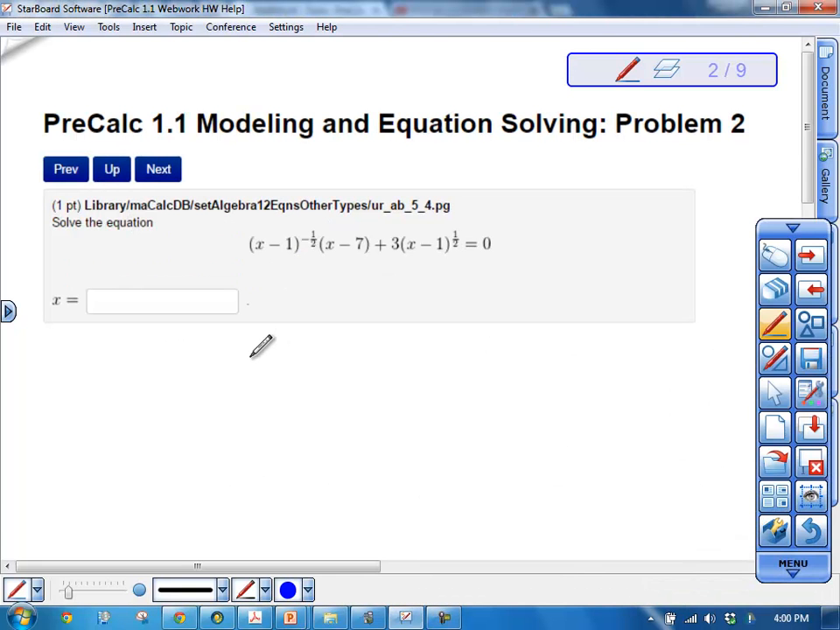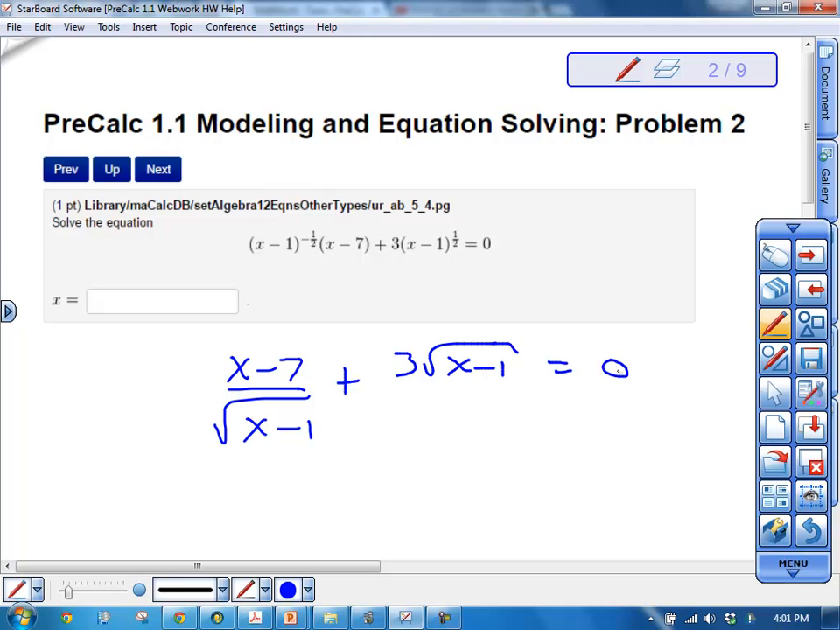All right, the next problem then says I want you to solve this. Now, keep in mind, I'm going to rewrite this as x minus 7 over x minus 1, I'll just do square root. That's the same thing, right? The negative brings it to the bottom as positive, and then the 1/2 power is really the square root. And then I still have plus 3 square root of x minus 1 equals 0.